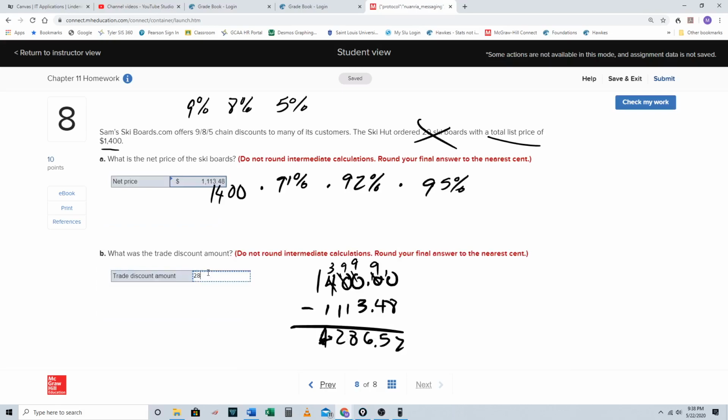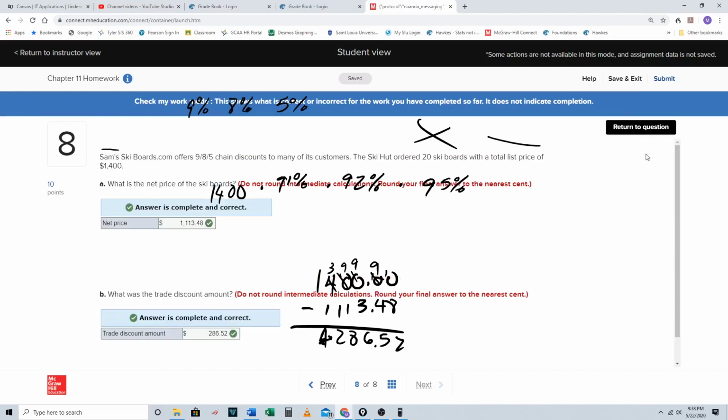So 286.52. And that is it. So again, go ahead and get chapter 11 done and then move on to whatever next you have to do.